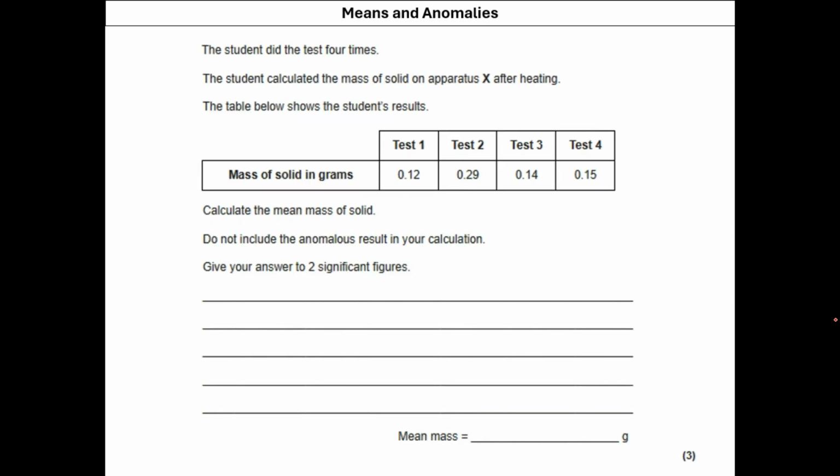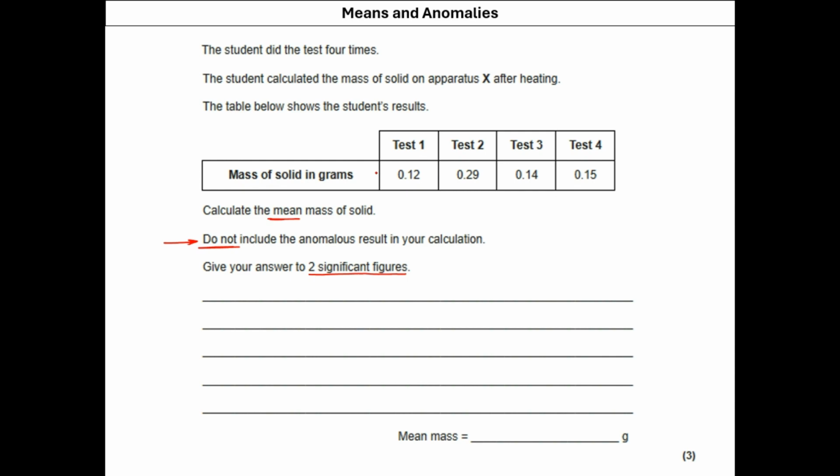Now, sometimes they'll be quite nice and they'll tell you to leave them out. So, the student did the test 4 times. It doesn't matter what the test is for this question, so don't worry about that. The student calculated the mass of solid on apparatus X after heating. The table below shows the student's results, so we've got the full results from their repeat readings. Calculate the mean mass of solid. Do not include the anomalous result in your calculation and give your answer to two significant figures. They've been nice in this question because they've pointed out there's an anomaly and told you to leave it out.